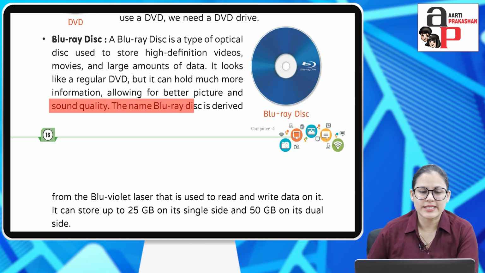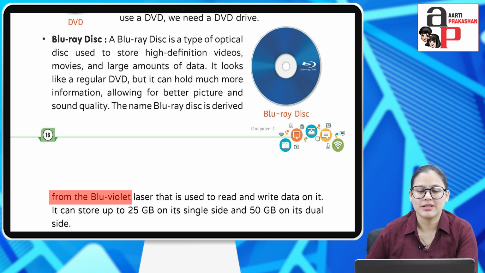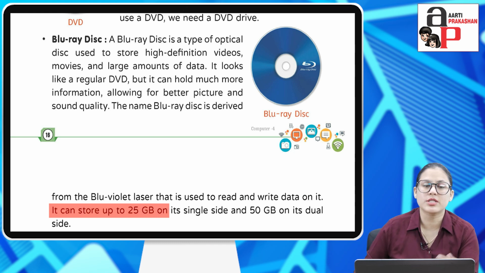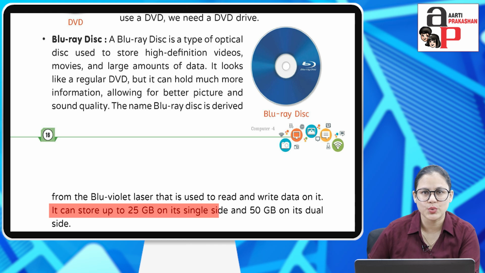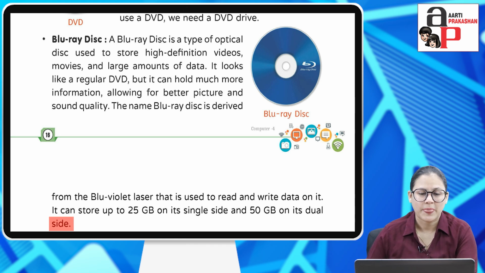The name Blu-ray disc is derived from the blue-violet laser that is used to read and write data on it. It can store up to 25 GB on its single side and 50 GB on its dual side. Means it has two sides. So on a single side it can hold up to 25 GB and on its dual side it can hold up to 50 GB.